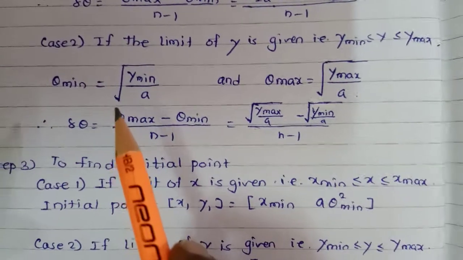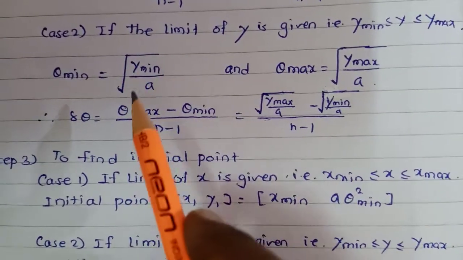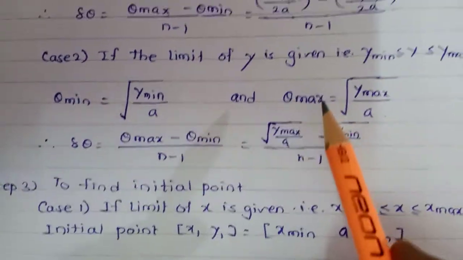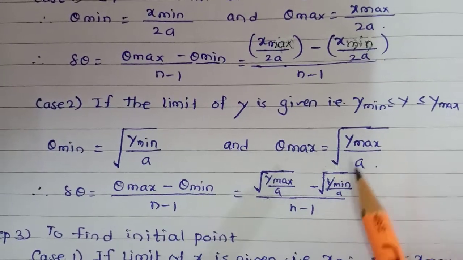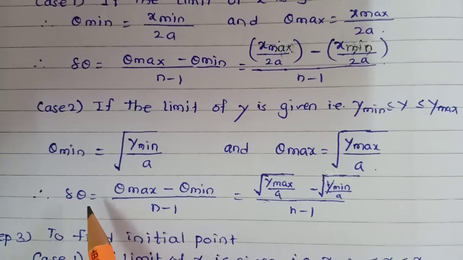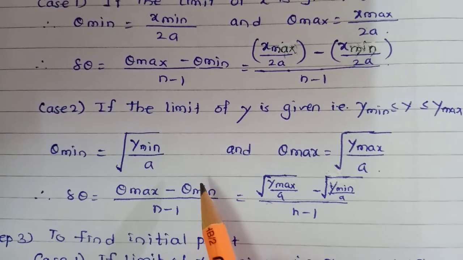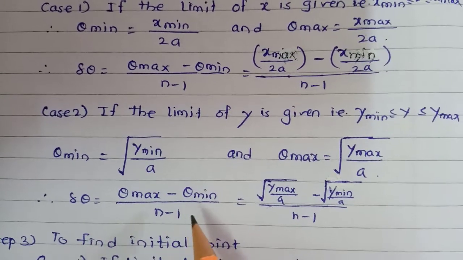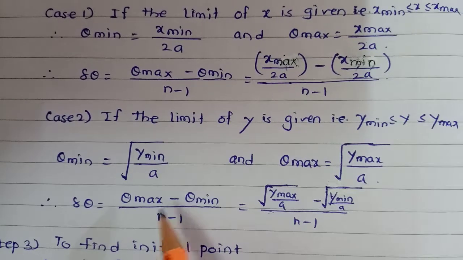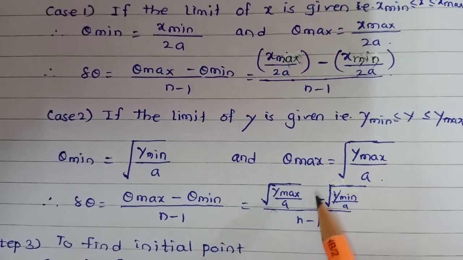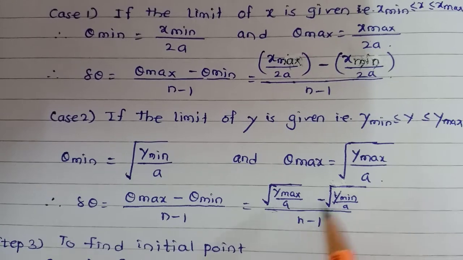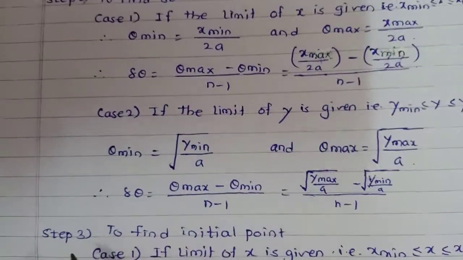See here, in our algorithm step, we have to consider directly the theta mean value, which is equal to square root of y min by a, and theta max, which is equal to square root of y max by a. Again, write down our delta theta, which is equal to theta max minus theta min divided by n minus 1, where we put in the values. So in our step three, we find our initial point.